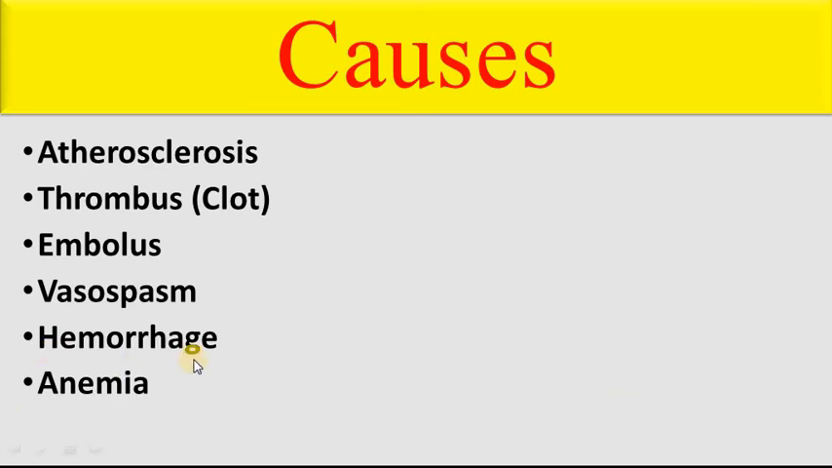Then hemorrhage: if there is a lack of blood in the body, then there will be no blood for your heart to pump, and it can also cause a heart attack, like anemia as well. So what is vasospasm? Vasospasm is narrowing of your blood artery. This is a different cause of heart attack, which causes narrowing of your coronary arteries without any deposition of plaque, atherosclerosis, embolus or thrombus. So these are the causes of your heart attack.